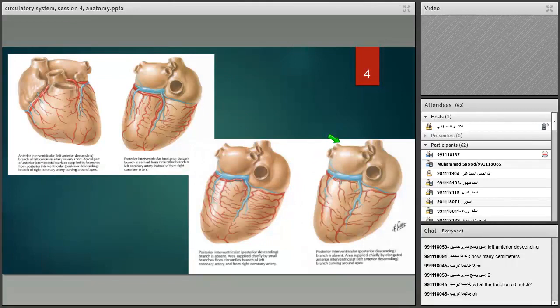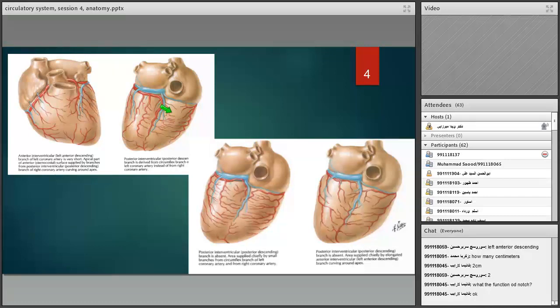What are the other variations? Look at here. For example, in this one, the anterior interventricular or left anterior descending branch of the left coronary is very short, as I said. The apical part of the anterior or sternocostal surface is supplied by branches from the posterior interventricular or posterior descending branch of the right coronary artery, curving or turning around the apex. This heart is called right dominant.